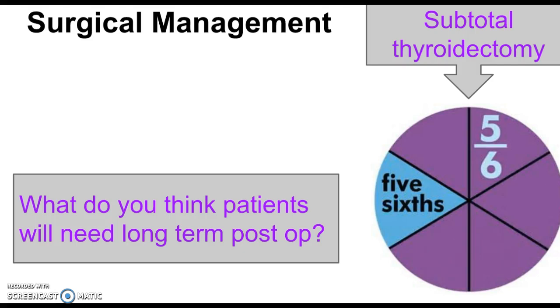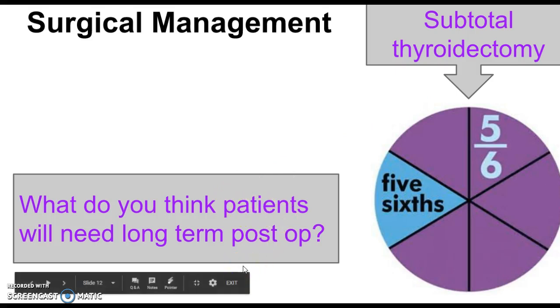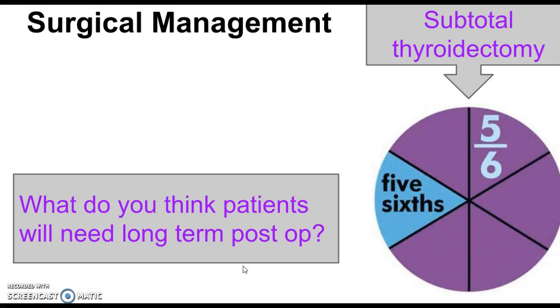So surgical management, we can either take the entire thyroid out if that's causing the problem, or a preferred option would be a subtotal thyroidectomy. So we can remove up to 5/6 of it and leave 1/6, so it can still do its job. It can still pump out T3 and T4, just maybe not in the amounts that it's been. And so this would probably be one of the better choices, because if we take the entire thyroid out, which I have right here, what do you think patients will need long-term post-op? Well, yeah, they're going to need synthetic thyroid medication, or Synthroid, for the rest of their life.